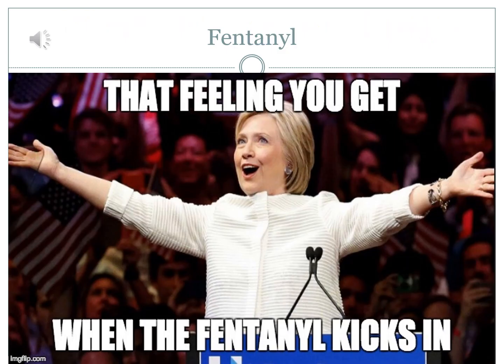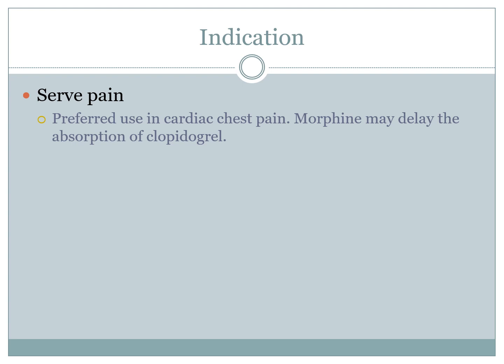Today we're going to continue medications and we're going to have a closer look at fentanyl. Now, as you will see very soon, there have been a significant amount of changes, but it pretty much has only one indication, and that is for use in severe pain. It does mention that when dealing with chest pain and suspected cardiac chest pain, fentanyl is actually preferred over morphine, because morphine may delay the absorption of clopidogrel, which is a potential antiplatelet that may be used further on in the treatment. Now, fentanyl has been out for a while.